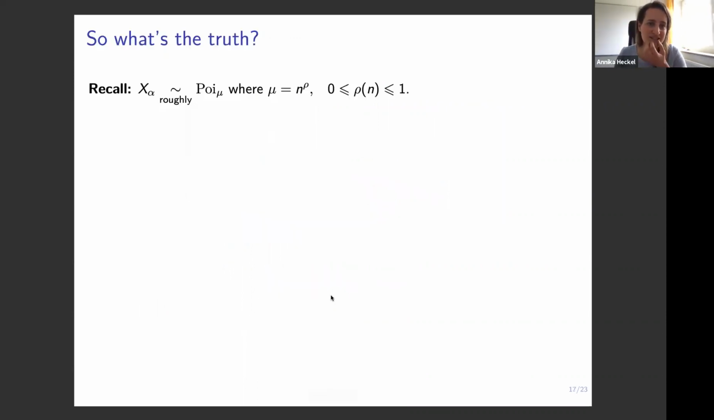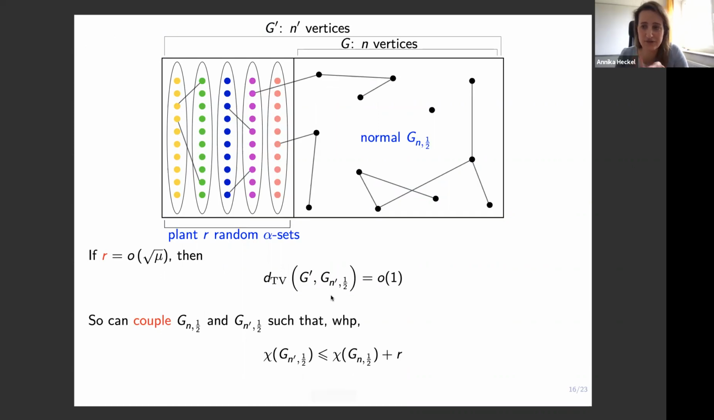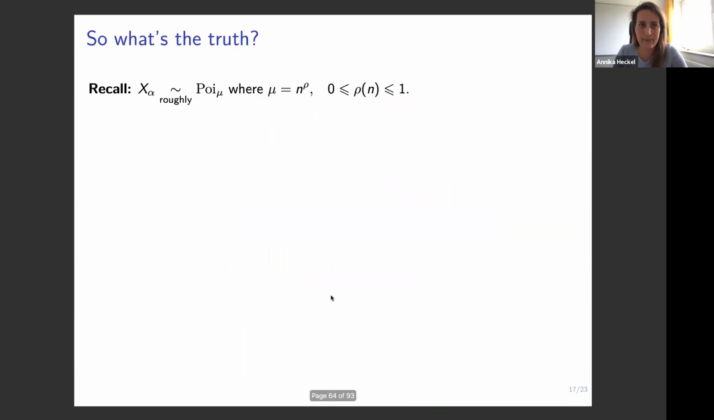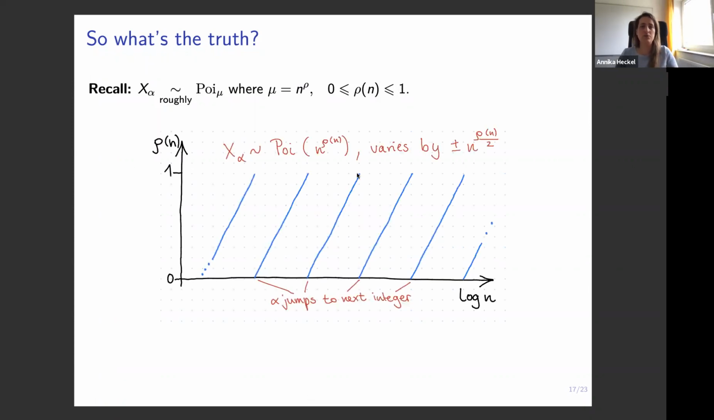Now, as promised, let's talk a little bit about what we think the correct concentration behavior is for all n, because we don't think it's root n or close to root n for every n. If you recall, the number of alpha sets, which we called X alpha, is roughly Poisson distributed with some mean n to the rho, which is between n to the 0 and close to n to the 1. Now, if you plot this function rho, it looks like this.